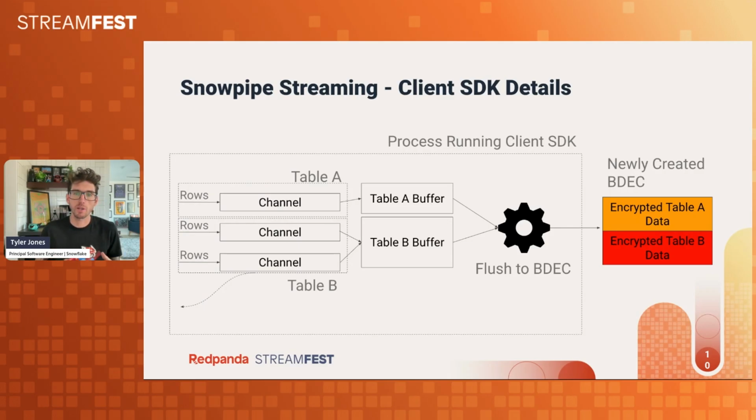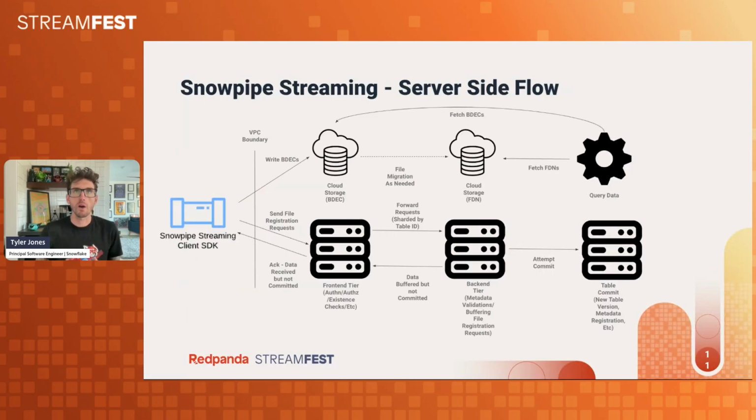Once we flush the BDEC, we will see that we have a blob that roughly is laid out with encrypted table A and encrypted table B chunks. The keys used for encryption are derived from table level keys, and we diversify these keys at read time to ensure that we can actually decrypt the data here. So there's no scenario in which if you query table B, you could actually access table A's data or vice versa.